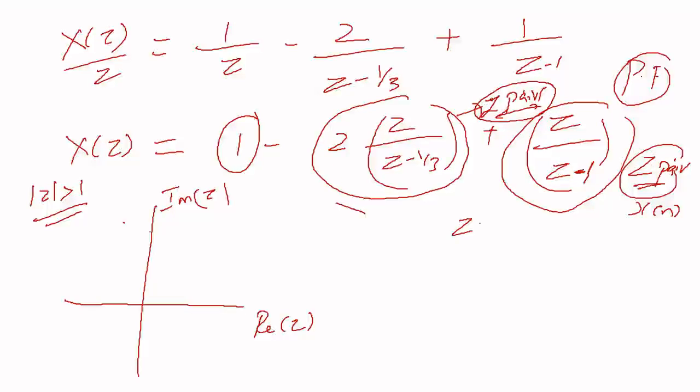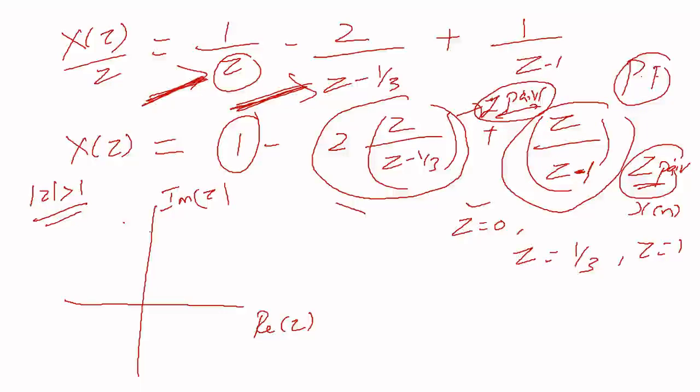So z equal to 0 is a pole, then z equal to 1 by 3. I'm just writing the poles. Hope you are seeing this. Right? Then z equal to 1. So 0 here, and 1 by 3, let us mark it out here, 1 by 3 and z equal to 1. Assume that this is 1 by 3, this is 1.